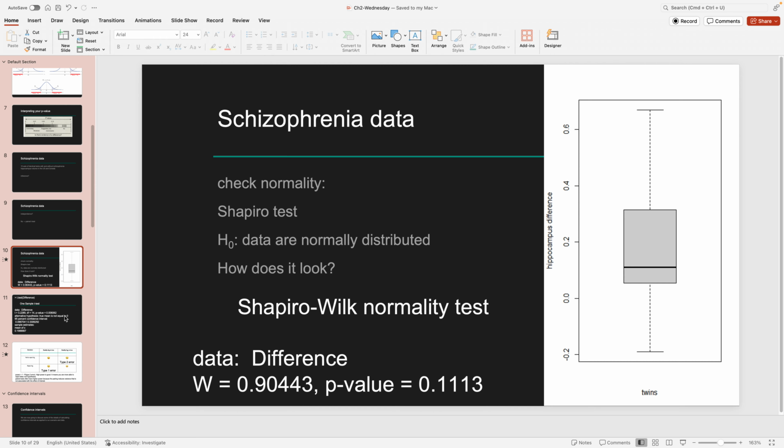Okay, so that's one of the assumptions of our t-test in the schizophrenia data, that it's normally distributed, because our sample size is less than 30, okay, and significantly less than 30.